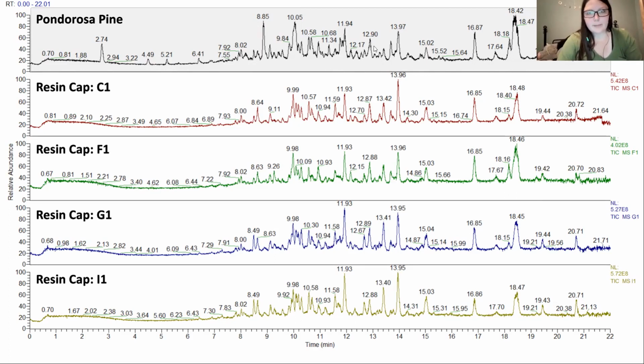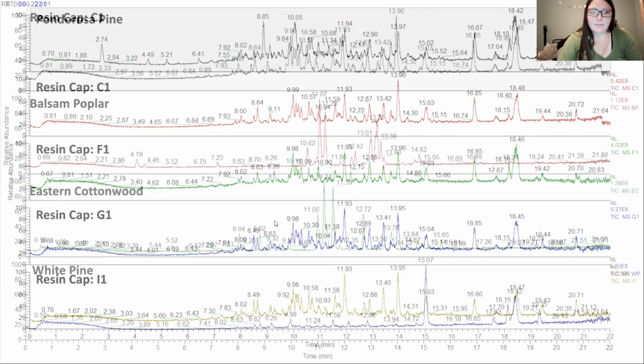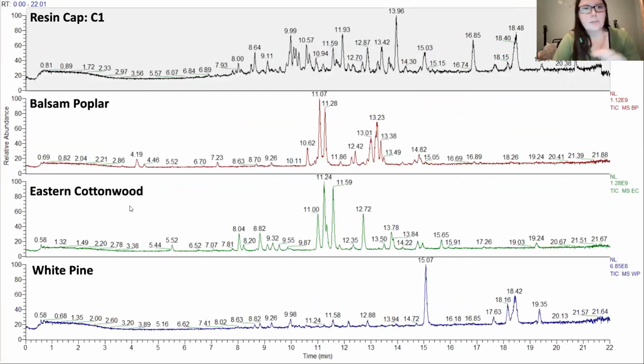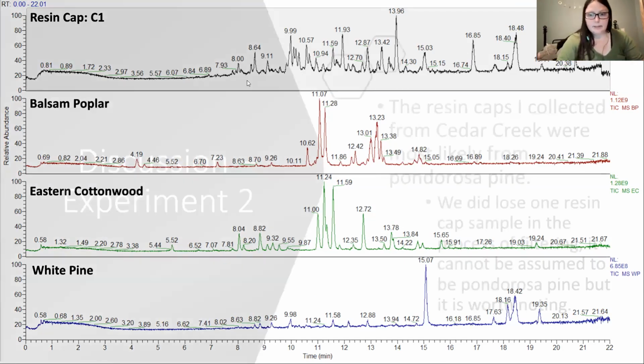Well, here's one of my resin caps versus some of my other resin samples. So my balsam poplar, eastern cottonwood, and white pine. And as you can see, they peak in completely different places. They look completely different. They don't have a lot of similarities, which means most of their compounds are different. It's likely that what the resin cap C1 is made out of is not balsam poplar, eastern cottonwood, or white pine. So the resin caps I collected from Cedar Creek were most likely from ponderosa pine.